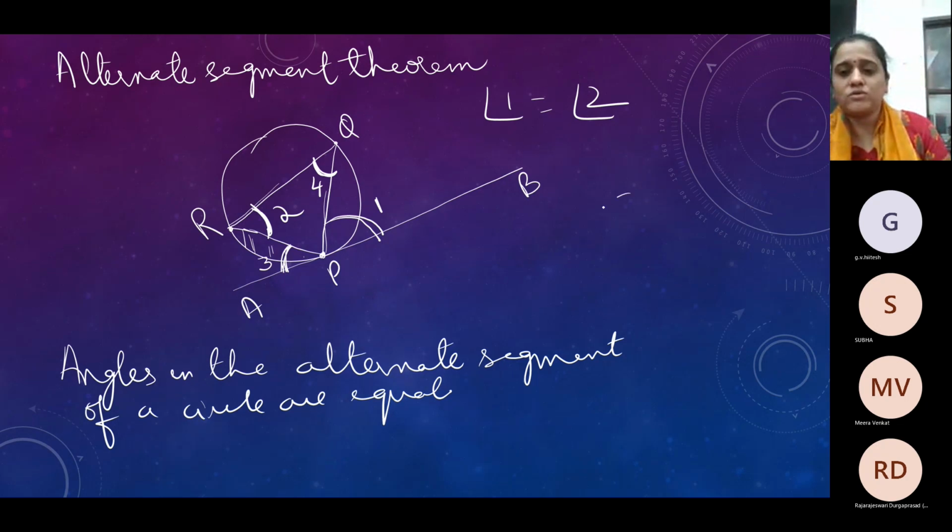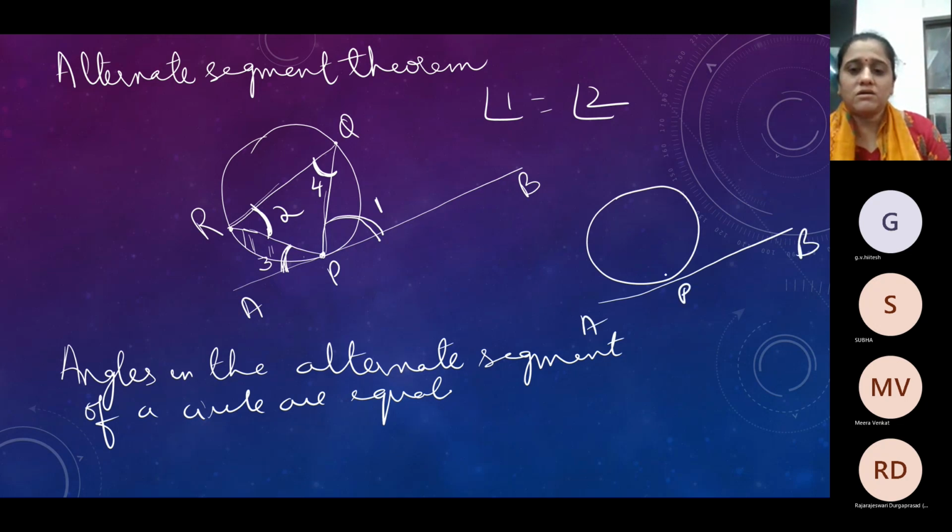Now if you see here, A, P, B, we originally took this chord PQ. Now let's talk about this angle. So you should take a point here. This is the alternate segment because this is the major segment. The alternate segment is this one. Take a point on the circumference of the alternate segment. Join Q to R. Correct?